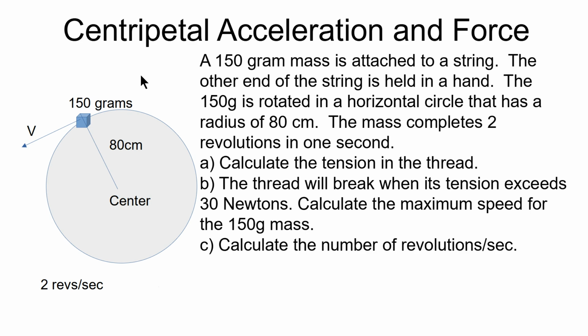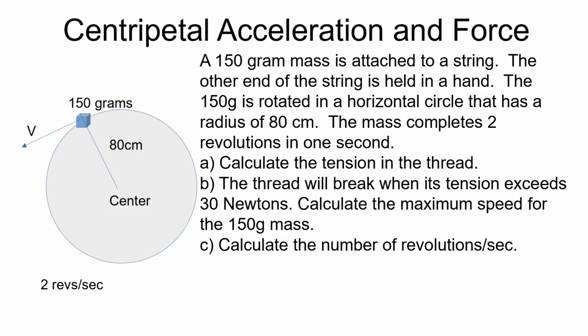The mass is completing 2 revolutions every second. We want to know a few things. We want to know what is the tension in the thread. We're going to do another calculation where we say that the thread breaks if the tension gets up to 30 newtons or more. And we want to calculate the maximum speed at that boundary, at the time that the tension is 30 newtons. And then when that's the case, what is the number of revolutions per second? How's it compared to the current 2 revolutions per second?